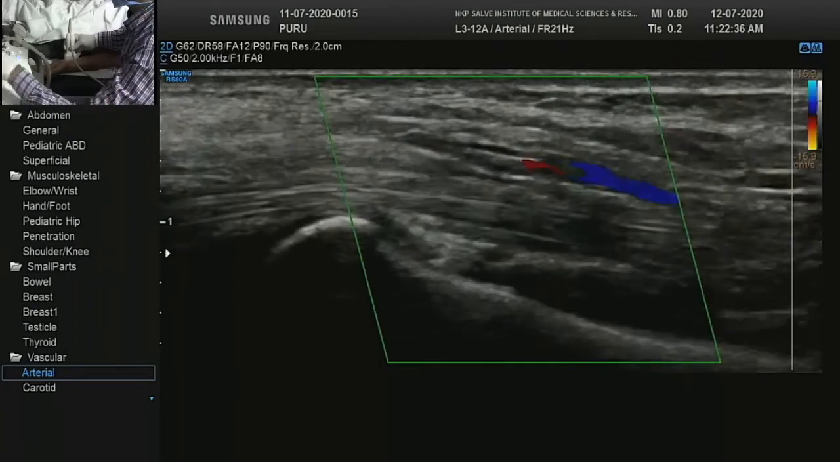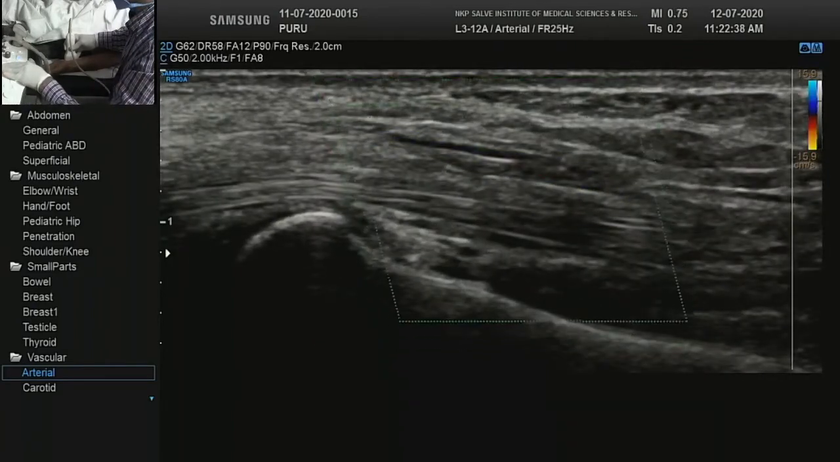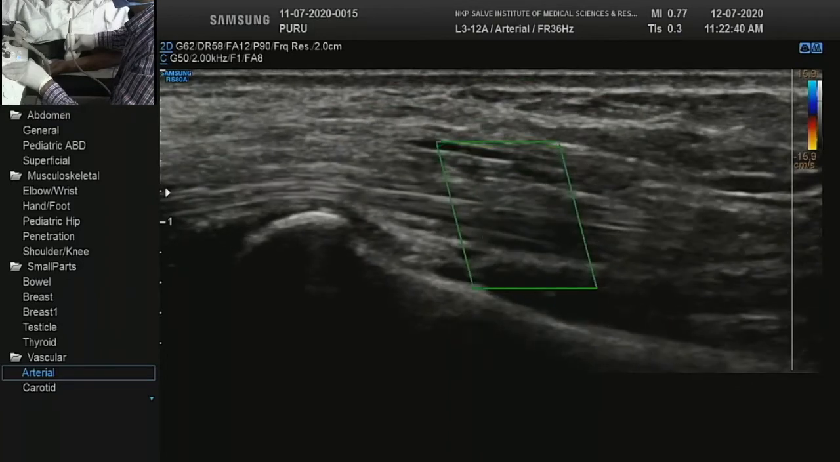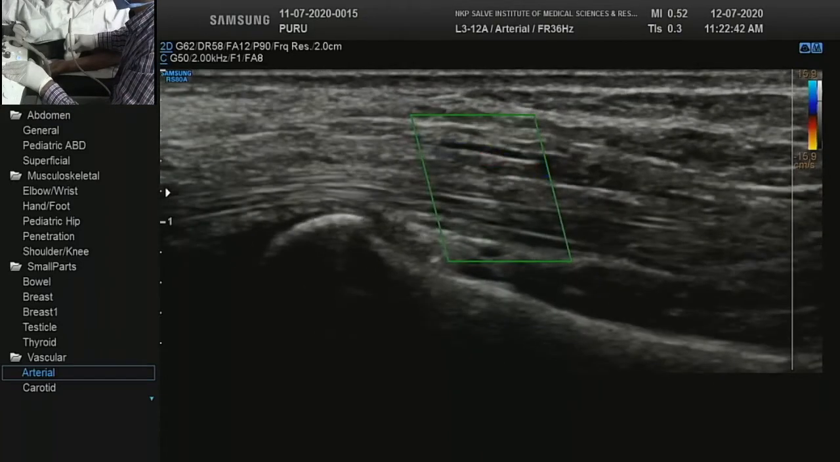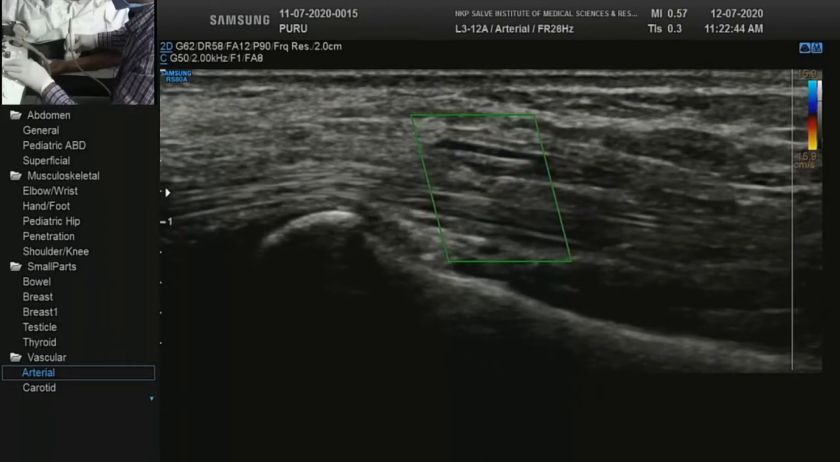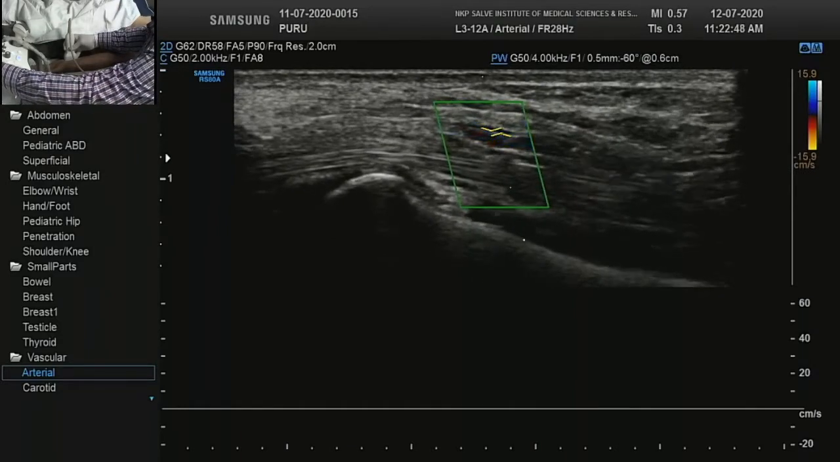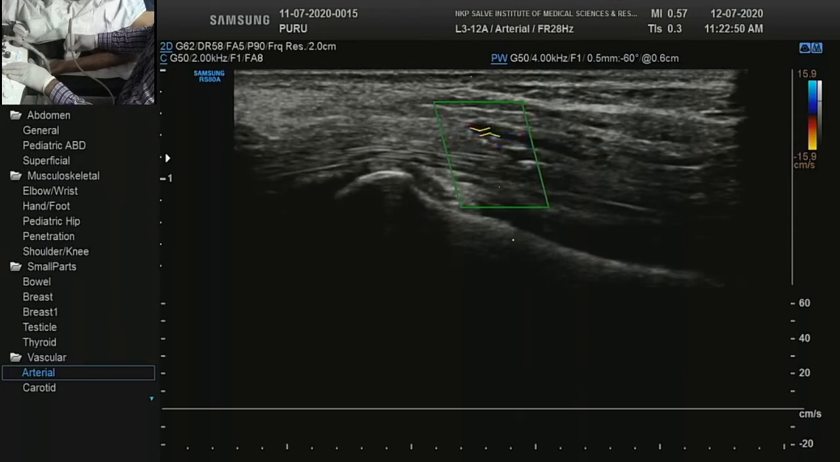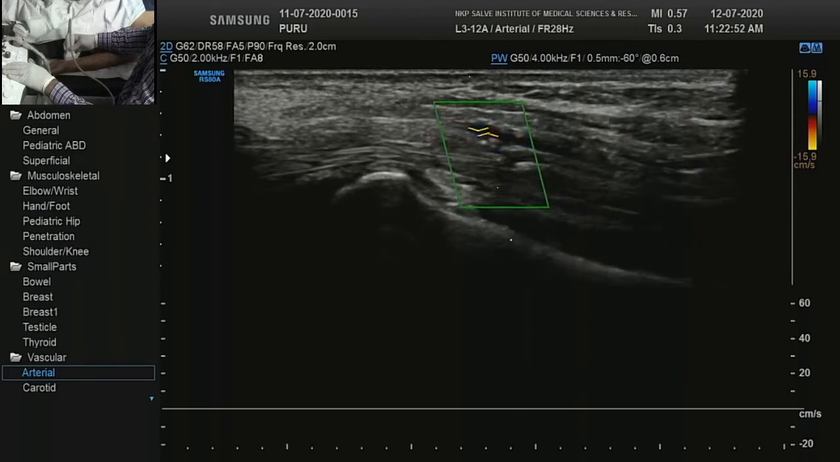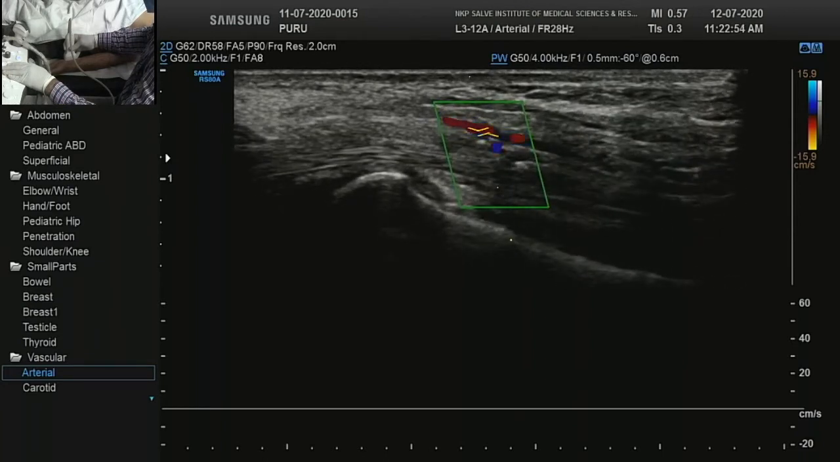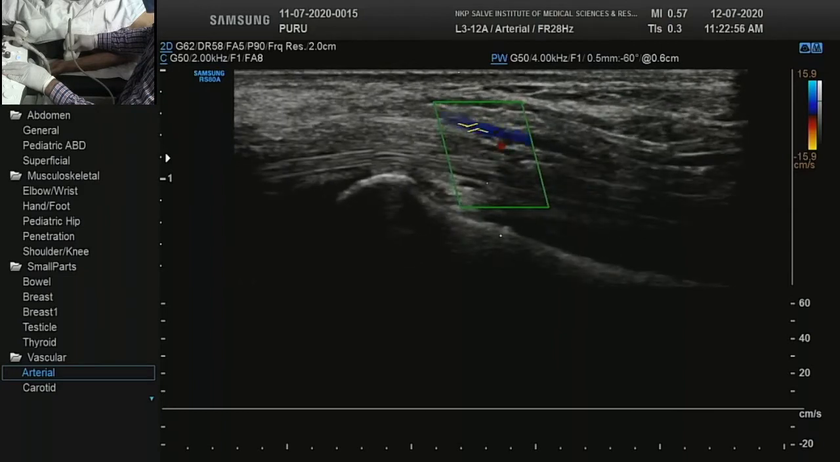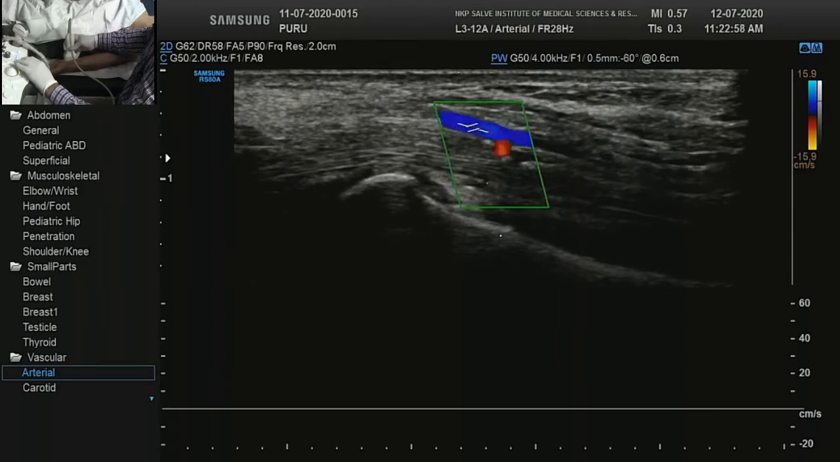We'll do the steering, reduce the width so that we see it more nicely, and I will reduce the sample volume again to the required size. The vessel is small, so I will keep it at 0.5 millimeters, and at this point I will take a spectrum.